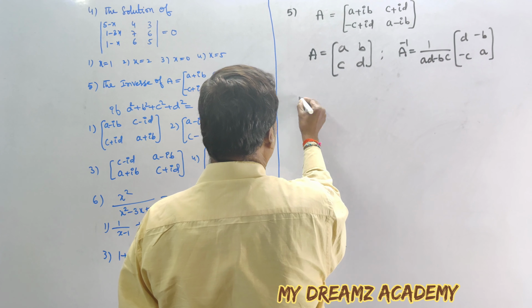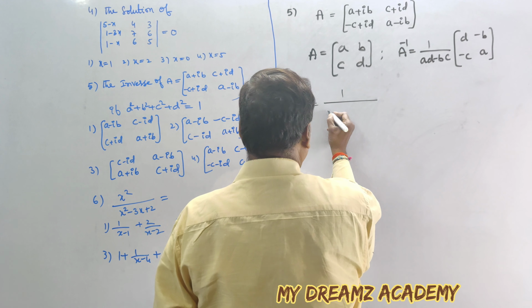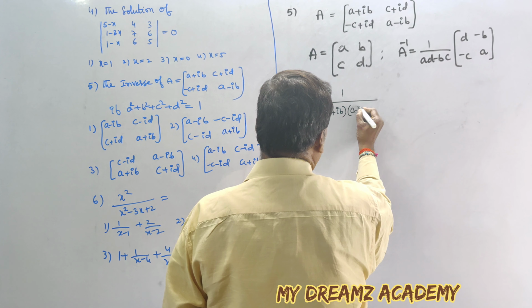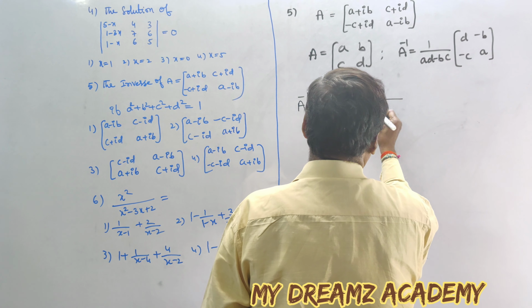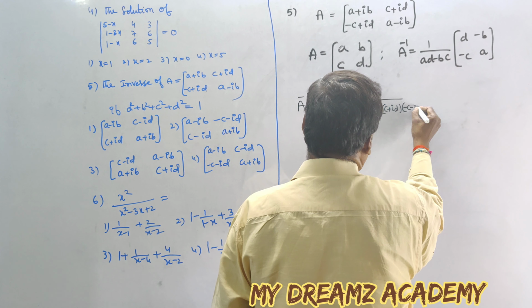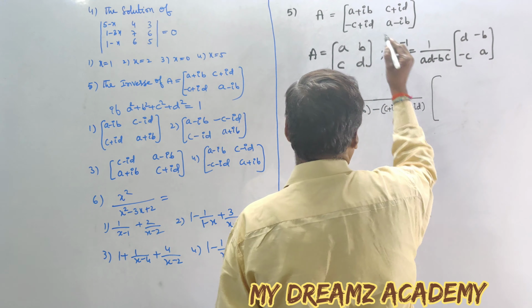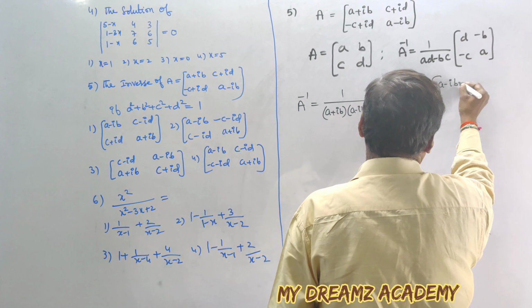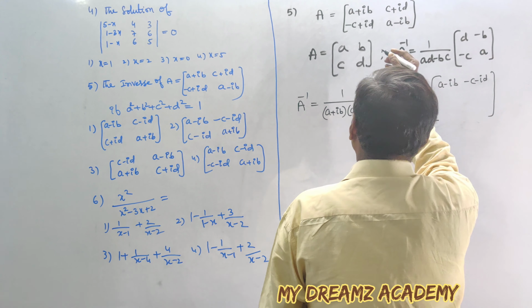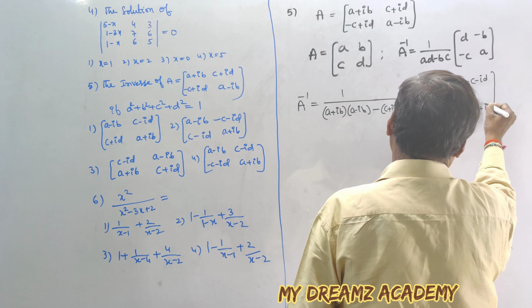Therefore, A inverse is equal to 1 by the determinant, multiplying these two: (a plus ib) into (a minus ib), minus (b c), that is (c plus id) into (minus c minus id), into the adjoint matrix, that is D, A minus IB, minus B means opposite sign, minus C minus ID, this is C minus ID, this is A plus IB, that is A.